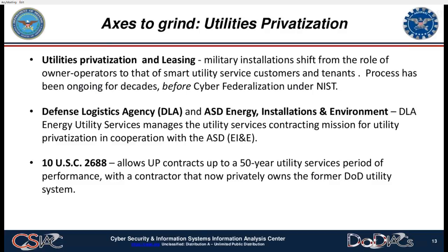So, number one, the concern currently is the problem within ICS of utilities privatization. Some years ago, over 10 years ago, under U.S. Code 2688, DOD was directed to undertake privatization of utilities that were previously operated by DOD personnel. This contracting effort started long before the cybersecurity federalization program started within the U.S. government. The head of the contracting agency for UP, Utilities Privatization, is DLA down at Fort Belvoir, and ASD is exercising oversight over DLA in the transition to these utilities. However, there are some problems. Next slide.